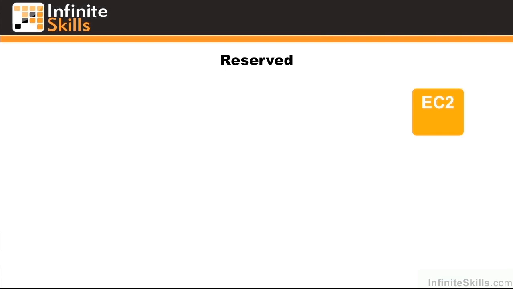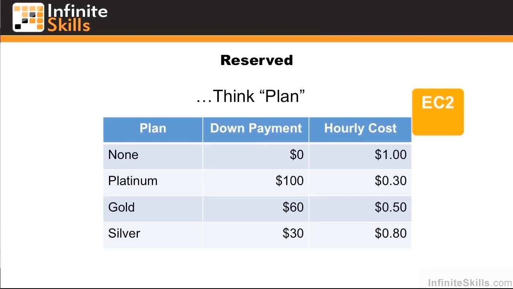Let's look more closely at reserved instances. The best thing to think of is plans. We're all used to buying everything on plans: houses, cars, and so forth. If you have a down payment of nothing, you have to pay for the whole product. With a different plan, you can pay more upfront in exchange for a lower ongoing payment. This is sort of the same thing that happens with Amazon.